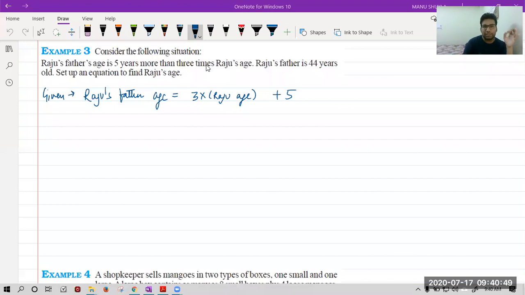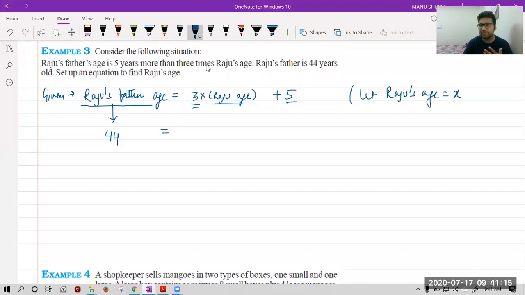So they are saying Raju's father's age is equal to 3 times Raju's age plus 5. Now, it is given to us as 44. What is Raju's age? What can you assume? Any variable. Let us say Raju's age is equal to x. If I assume Raju's age as x, it becomes 3 into x plus 5.